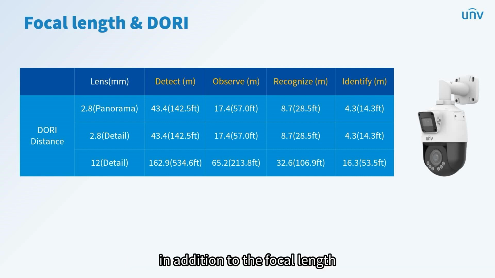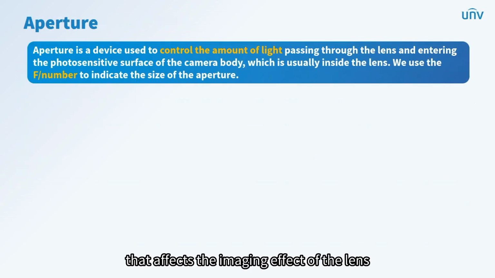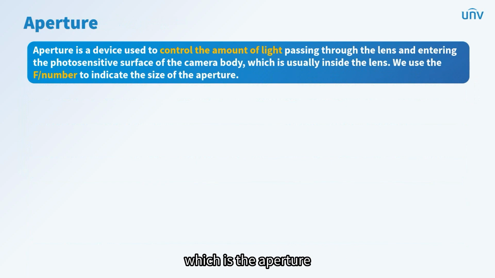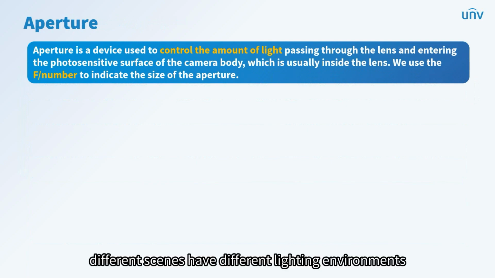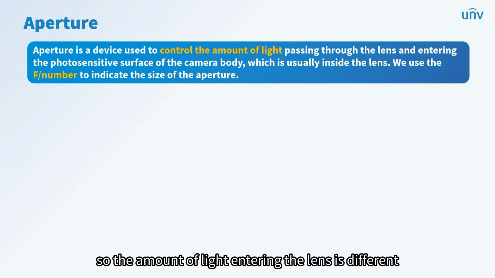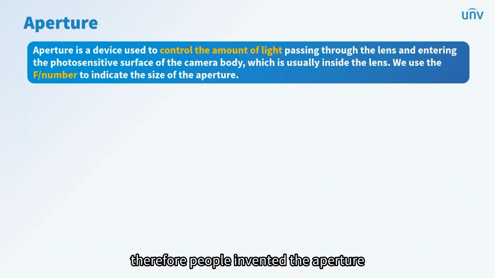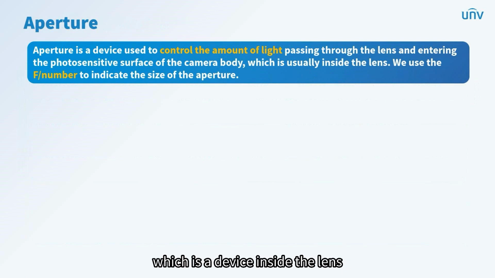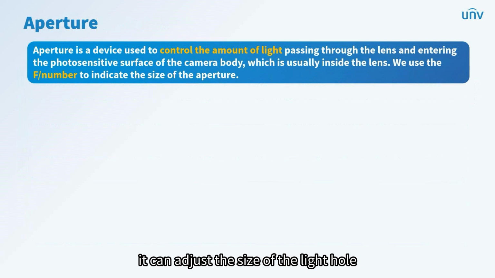In addition to the focal length, there is another important parameter that affects the imaging effect of the lens, which is the aperture. Different scenes have different lighting environments. Sometimes the sky is brighter, and sometimes it is darker, so the amount of light entering the lens is different. The light may be either overexposed or not enough. Therefore, people invented the aperture, which is a device inside the lens. It can adjust the size of the light hole to control the amount of light entering.